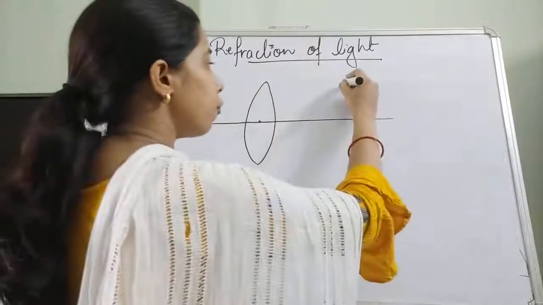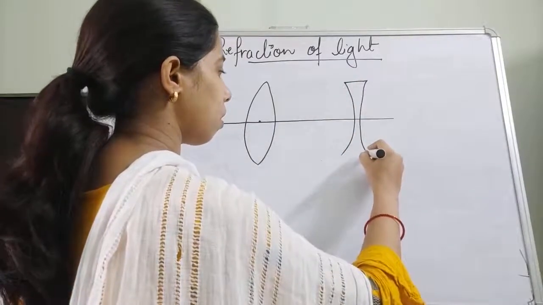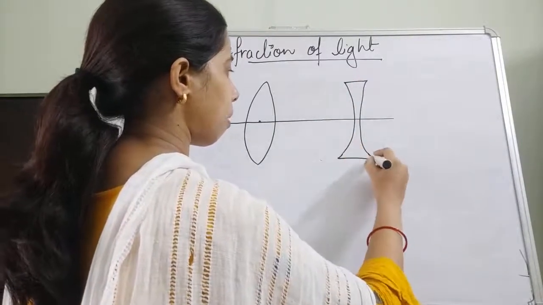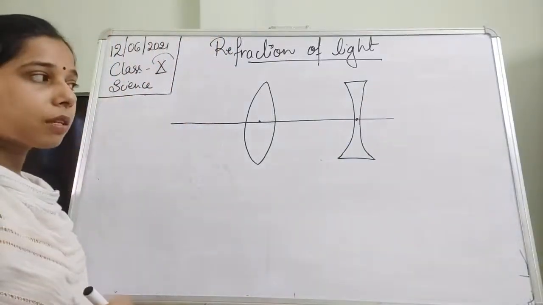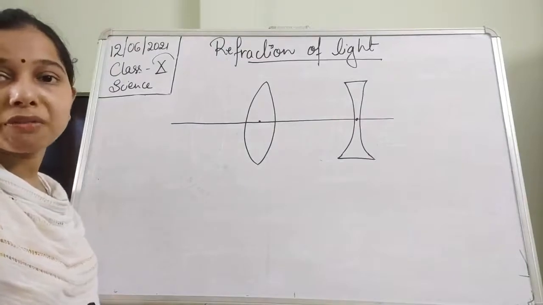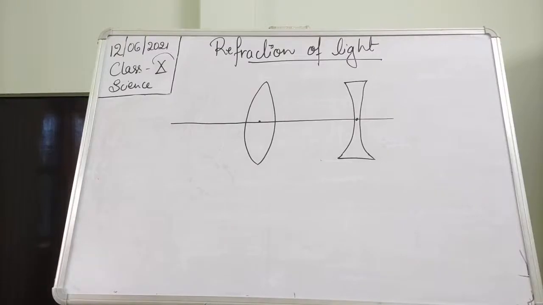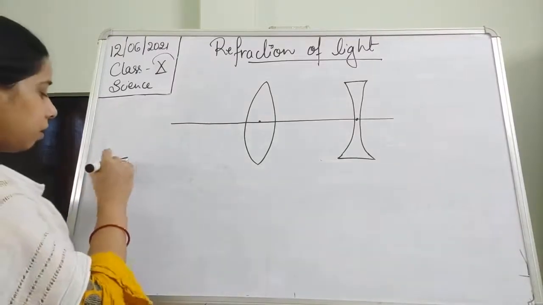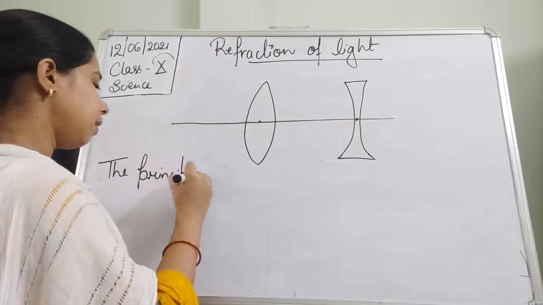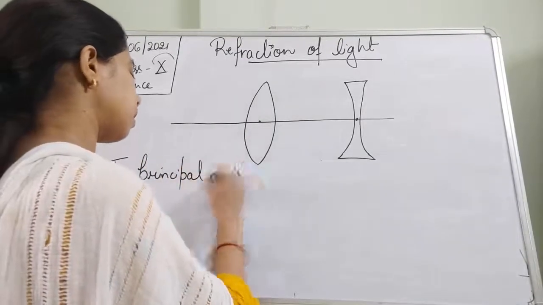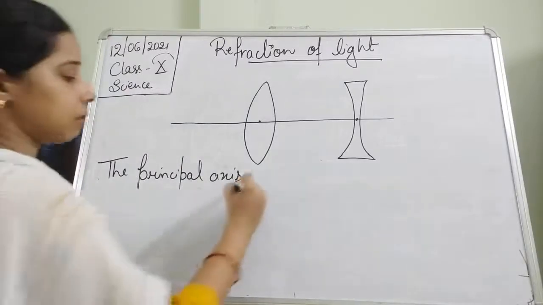The same thing we can do for the concave lens also, students. If this is the center of a concave lens, so this is the ray of light which passes through the concave lens. So on the basis of that, we can define here, that is the principal axis.